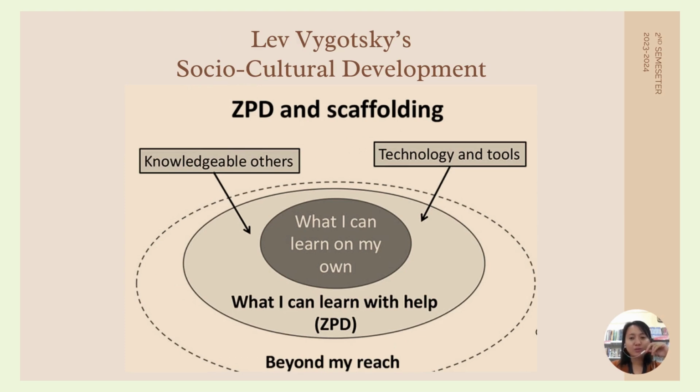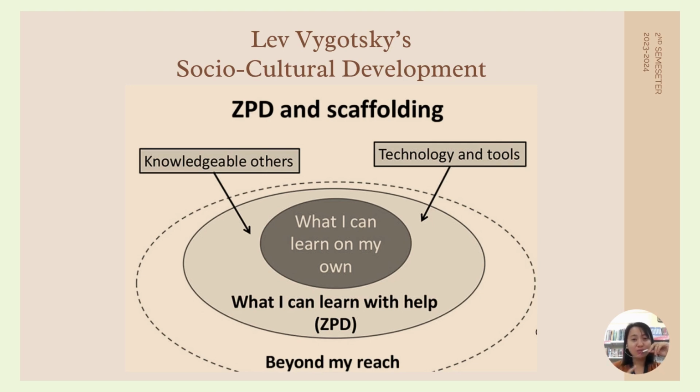Okay, so the next one is Lev Vygotsky's sociocultural development. If you can still remember, I told you last sem that Vygotsky emphasized the role of social interaction in learning and development. He also said that scaffolding, remember scaffolding, is the systematic manner of providing assistance to the learner that helps the learner to effectively acquire skills.